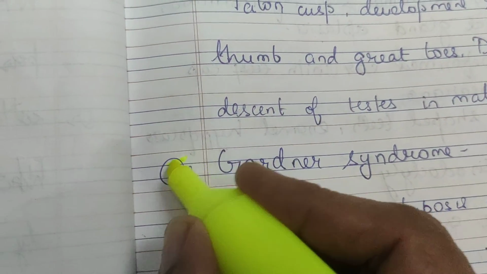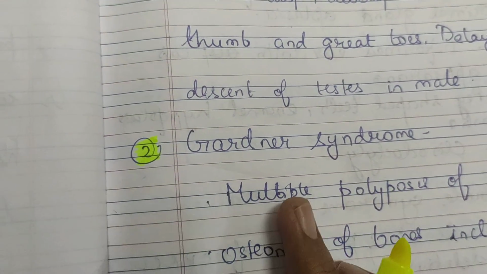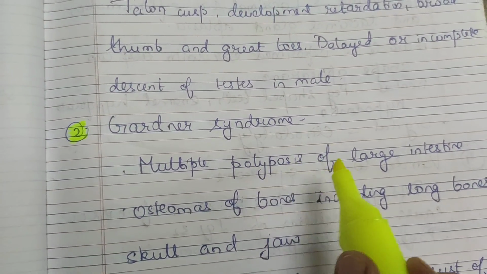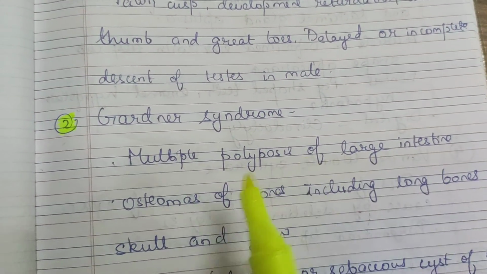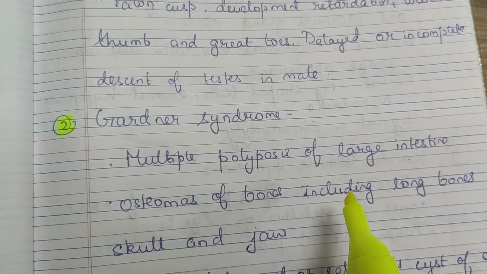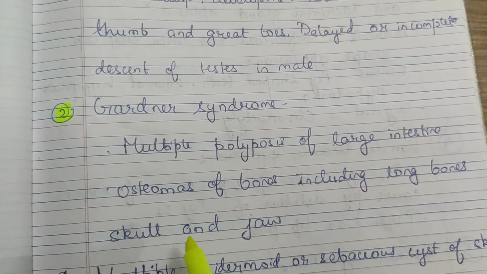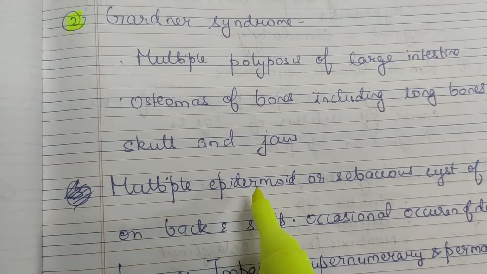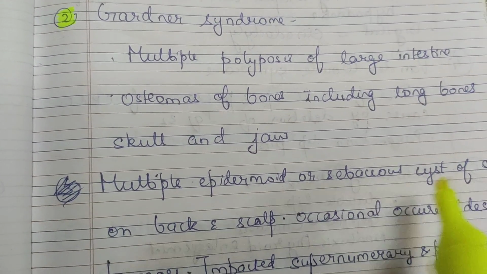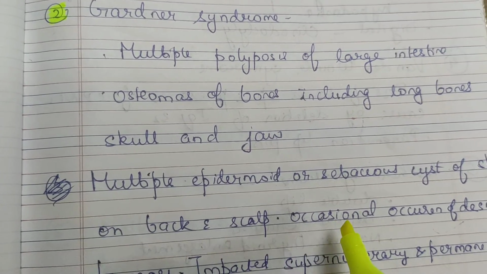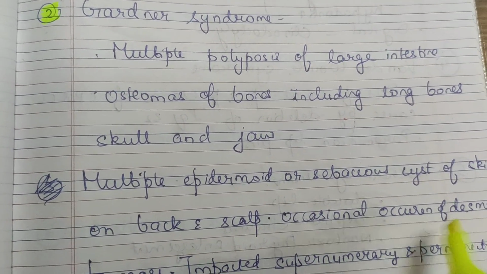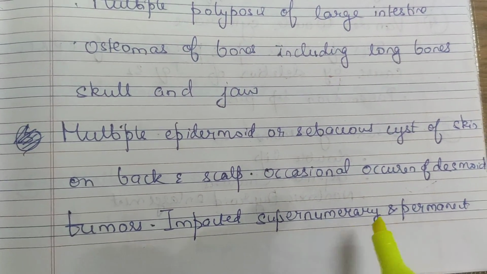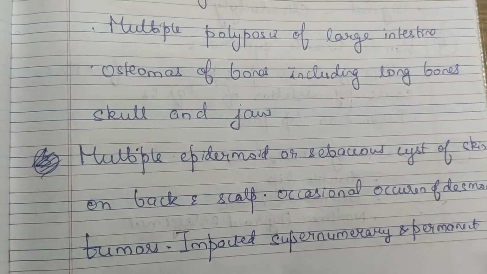The second one is Gardner syndrome. In Gardner syndrome, we will see multiple polyposis of large intestine, osteomas of bone including long bones, skull and jaws, multiple epidermoid or sebaceous cysts of skin on back and scalp, and occasionally occurrence of desmoid tumor, impacted supernumerary and permanent teeth.